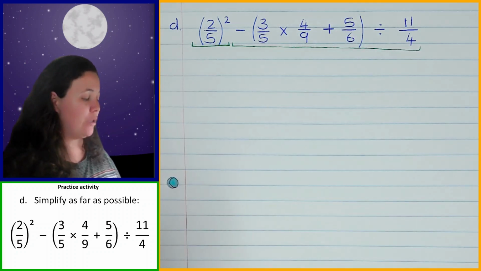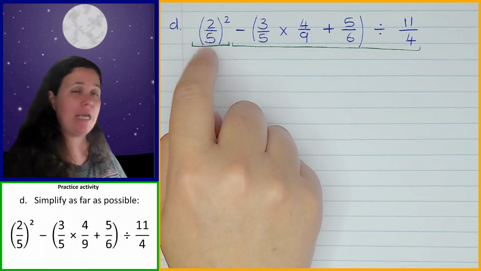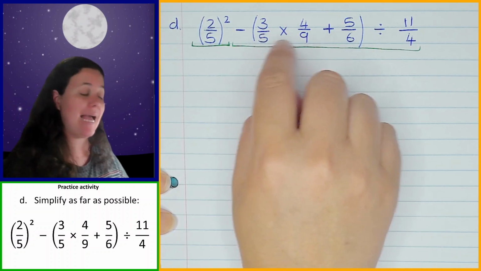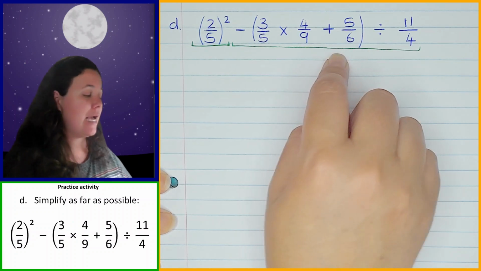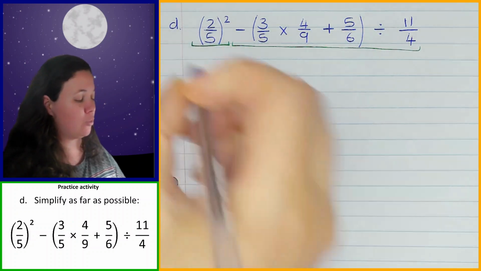So let's see what we need to do in each term. So for the first term, I just have to square that fraction. In the second term, there's a lot more going on. I've got multiplication and addition inside the brackets. And then I also have division outside the brackets over here as well. Okay, so let's see what we need to do.